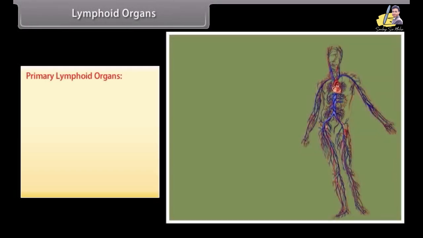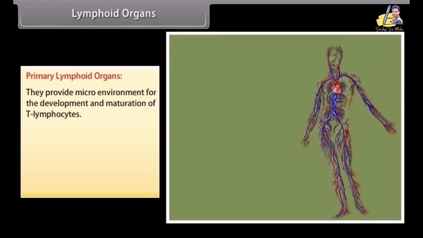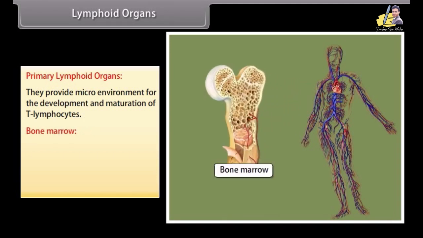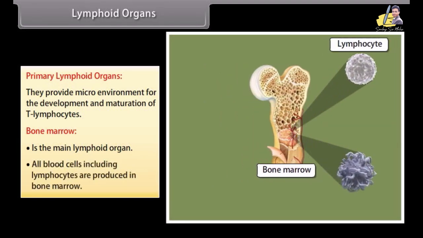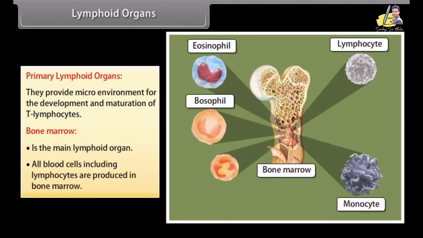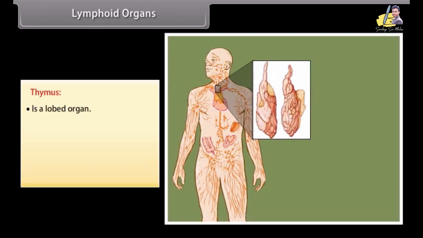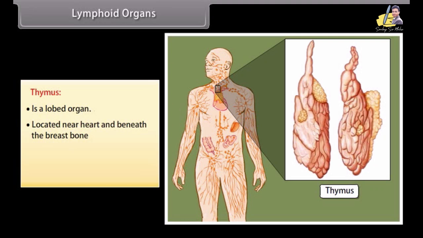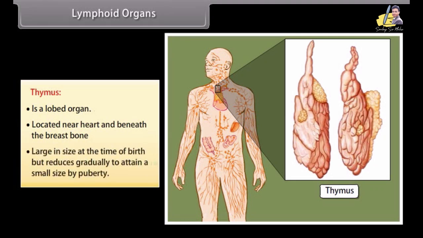Primary lymphoid organs. They provide microenvironment for the development and maturation of T lymphocytes. Bone marrow is the main lymphoid organ. All blood cells including lymphocytes are produced in bone marrow. Thymus is a lobed organ located near heart and beneath the breastbone. Large in size at the time of birth, but reduces gradually to attain a small size by puberty.